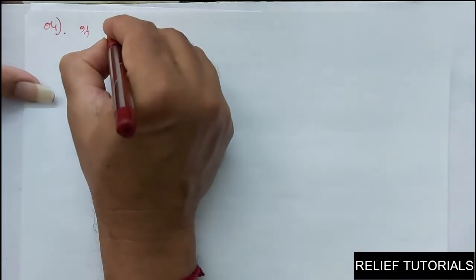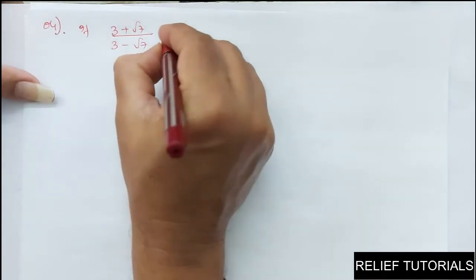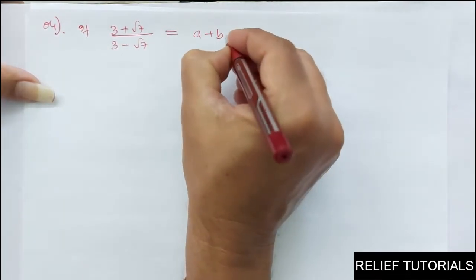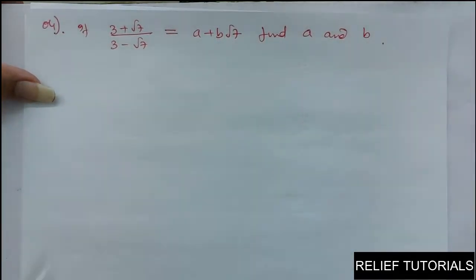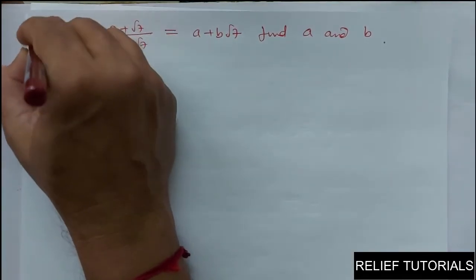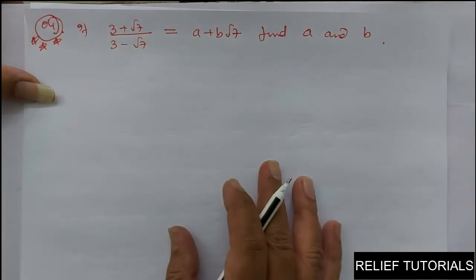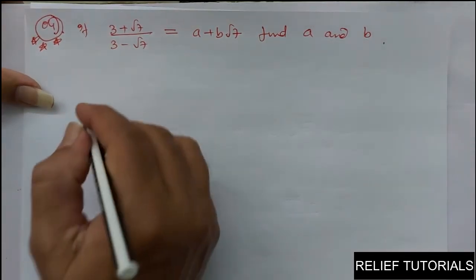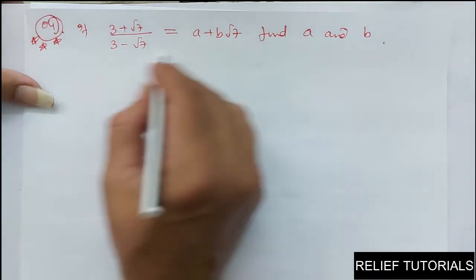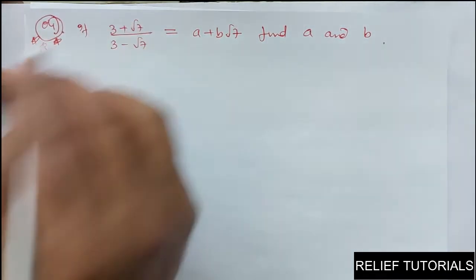If 3 plus root 7 upon 3 minus root 7 is equal to a plus b root 7, find a and b. Important problem. This type of problem will be asked. Have you got it? So now, what is given? Here a plus b root 7 is equal to this. Clear? So now you know we'll solve this.